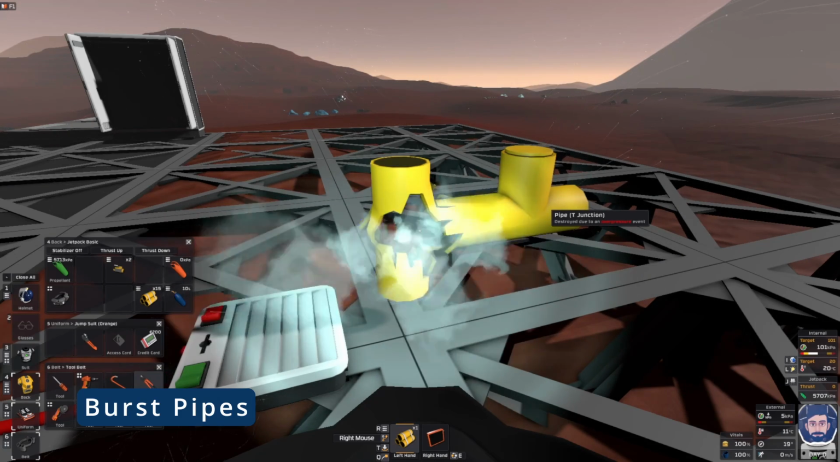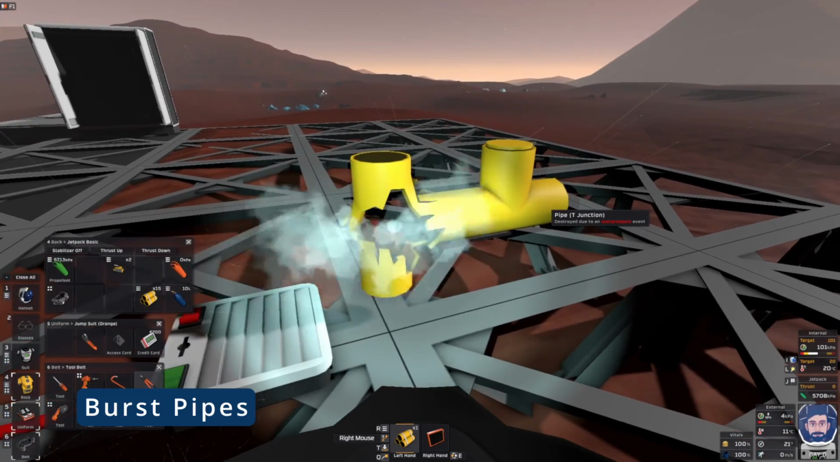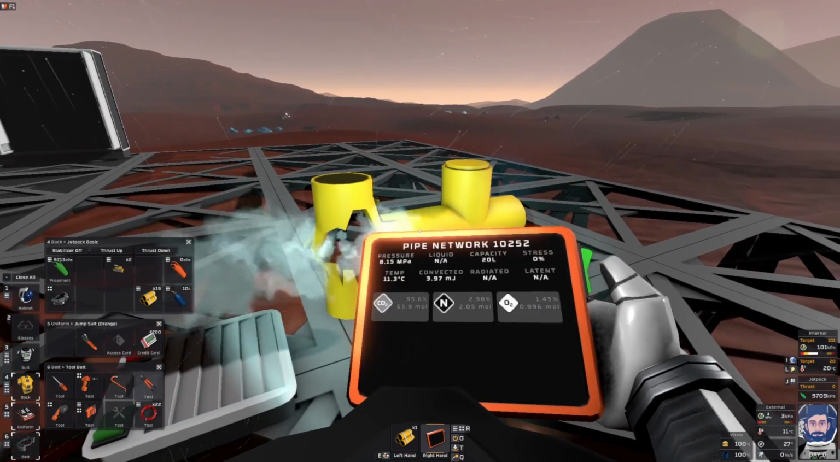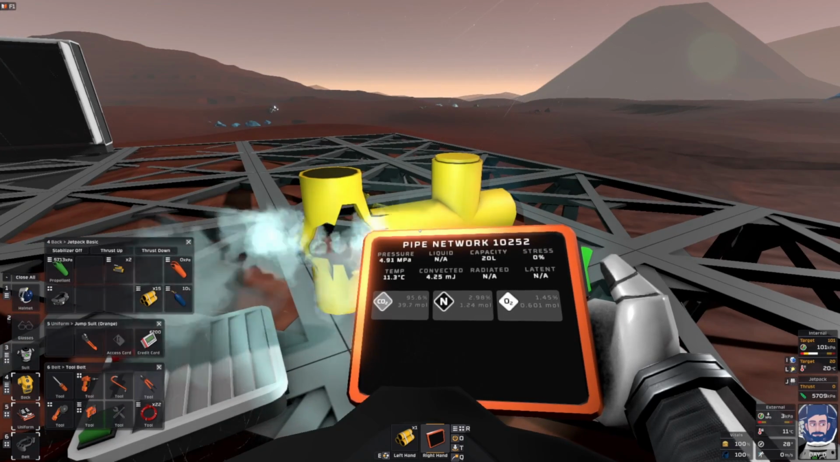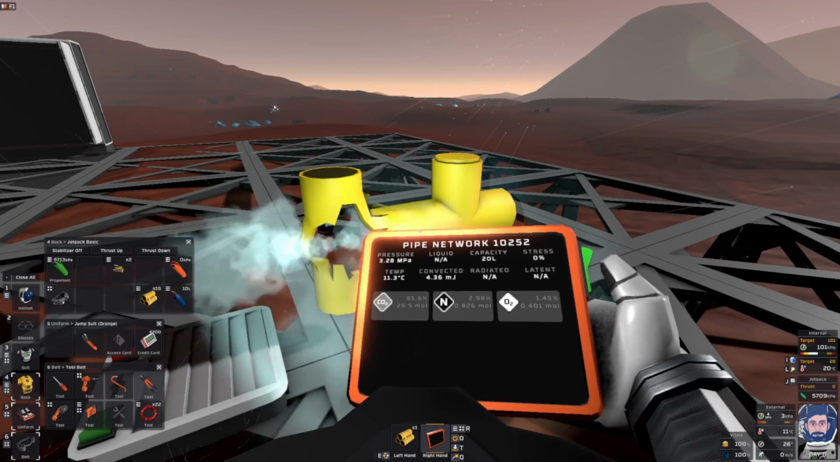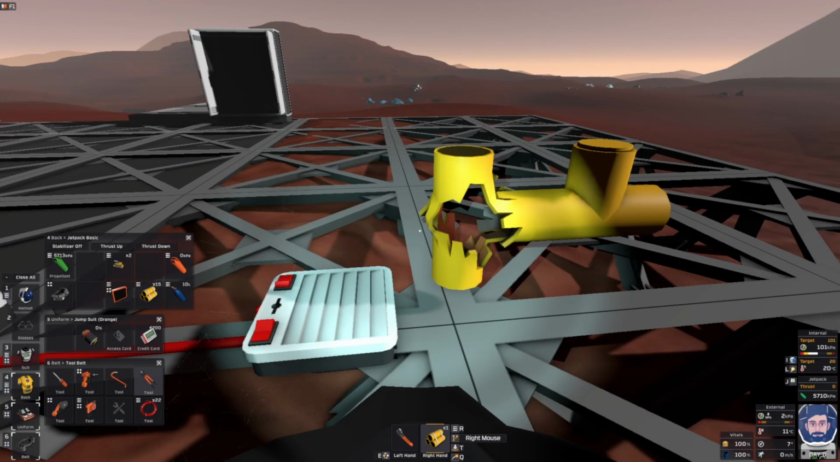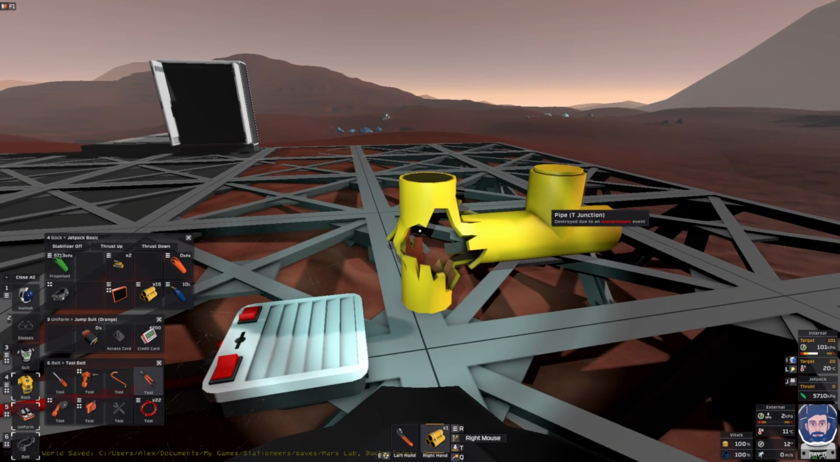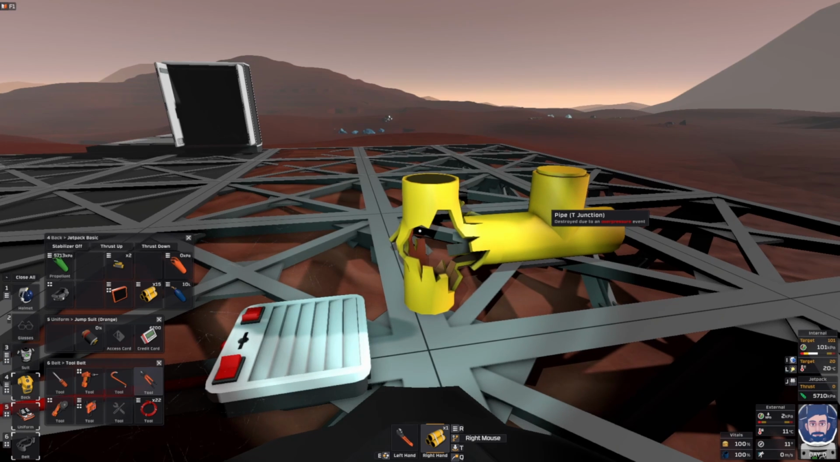At 100% damage, the pipe bursts, and the gas from that pipe network will be released into the atmosphere. Quickly, the pressure drops and equalizes with the outside. Unlike a burnt-out cable, a burst pipe does have one potential use. Since it essentially equalizes the network pressure and contents with the outside world, you could use a burst pipe as an improvised passive vent.